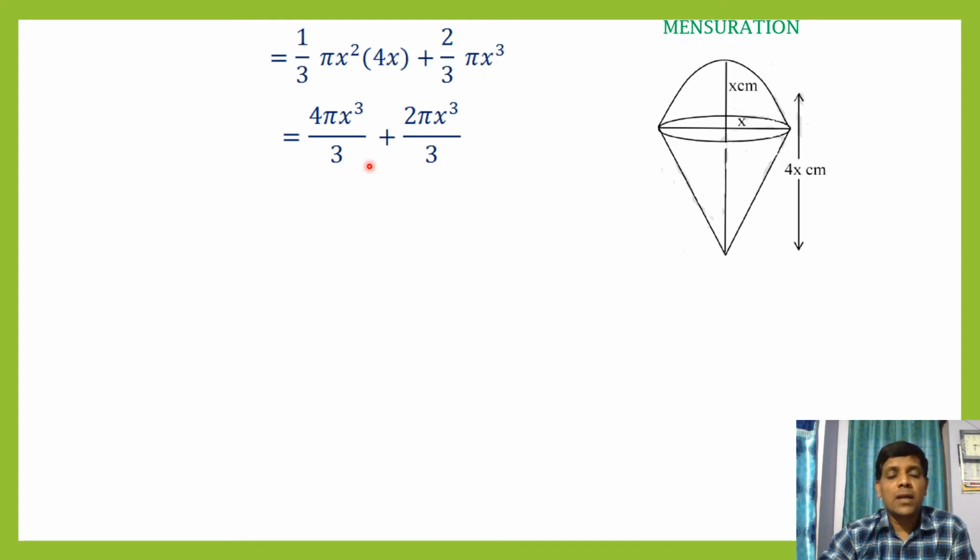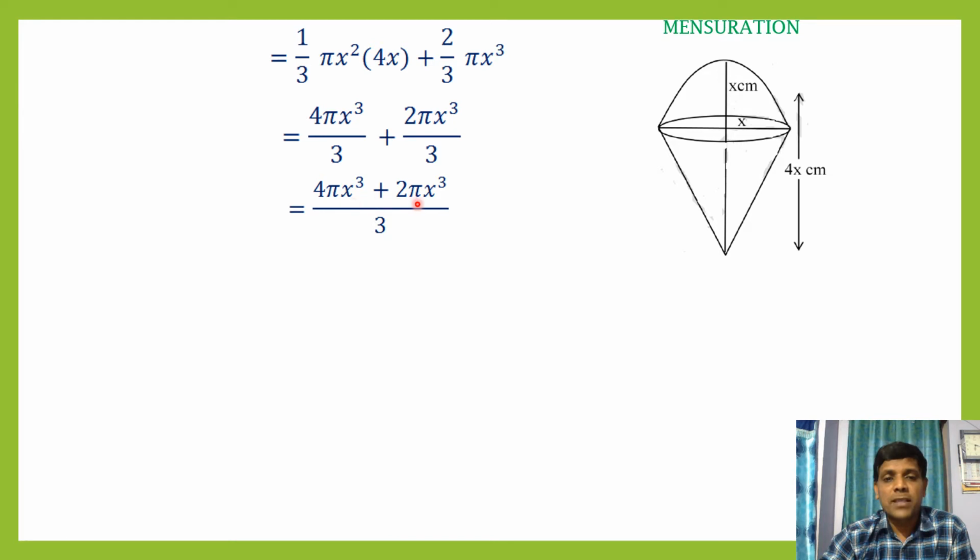These two are like fractions. So what is the LCM? LCM is 3. So write down the LCM, and after that write the denominator directly. What is your first numerator? 4πx³ plus the second numerator 2πx³. 4πx³ plus 2πx³, total value 6πx³, because 4π plus 2π is 6π.